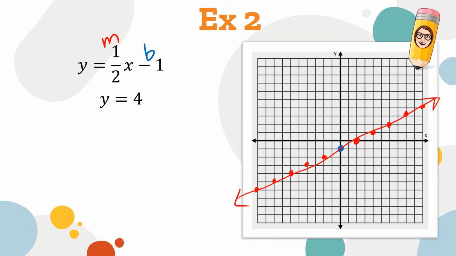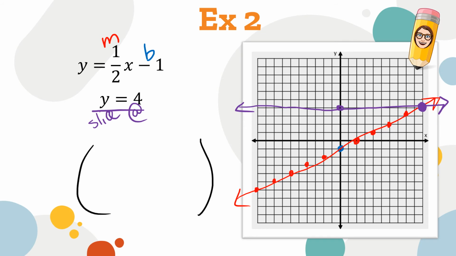Next, I see y equals 4. Oh, remember my shortcut? I always say slice the y at 4. That's a horizontal line through 4. Perfect horizontal. Battleship sunk. We crossed at this point right here. Let's write it as an answer. These two lines crossed at an x value of 10 and a y value of 4.